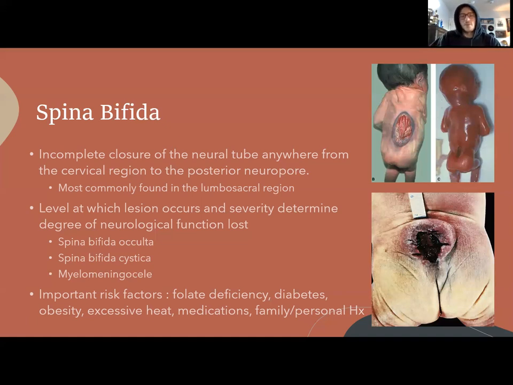And some risk factors for whether or not a mother will have a child with these include folate, so whether or not she was given the recommended 400 micrograms. Diabetes mellitus will predispose, as will obesity and excessive heat during pregnancy. That's why they recommend you don't spend a lot of time in a sauna if you're pregnant. There are also certain medications, as well as a family or personal history with neural tube defects.